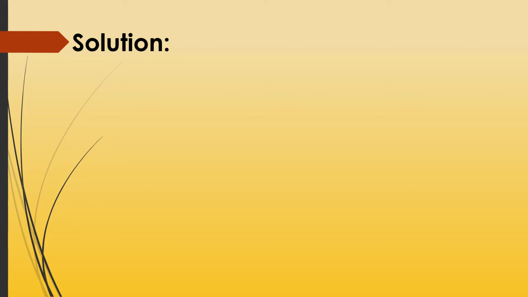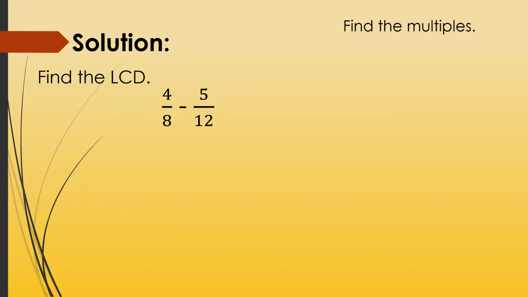Let us have our next example or solution. Find the LCD of this given fraction. 4 over 8 minus 5 over 12. Again, kung mapapansin nyo, magkaiba ang denominator ng 4 at ng 5. So, we need to find the multiples. So, gagawa ulit tayo ng table. May dalawang column. The first column is 4, 8, and the second column is 4, 12. And then, ganun pa rin ang gagawin natin. Multiply it by 1, 2, 3, 4, and so on. And then, mag-i-stop tayo kapag nakita na natin ang LCD or least common denominator of 8 and 12.